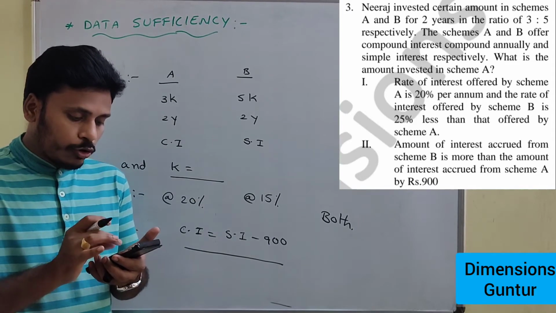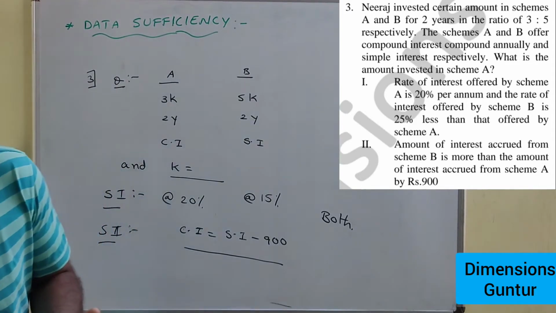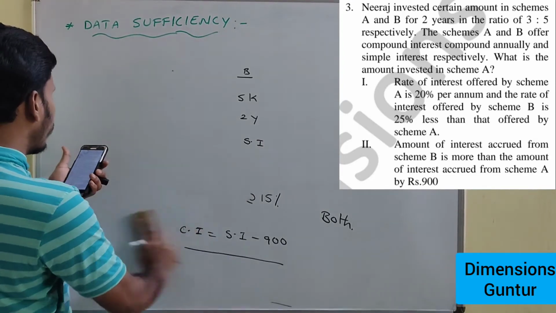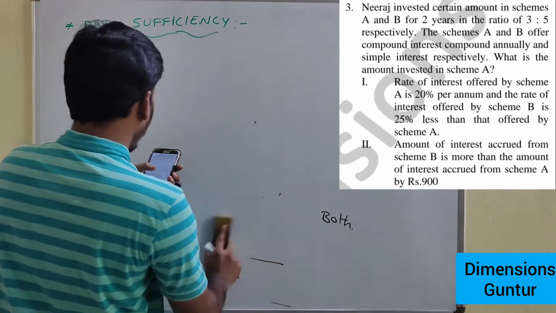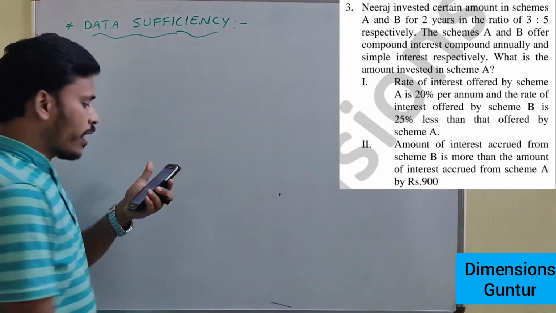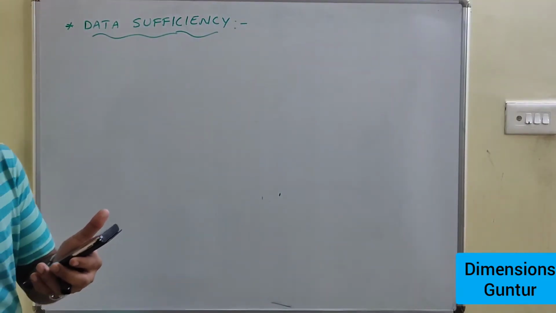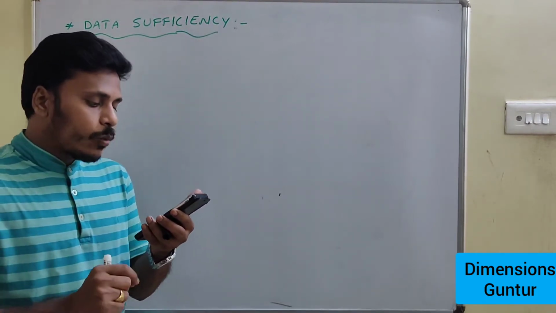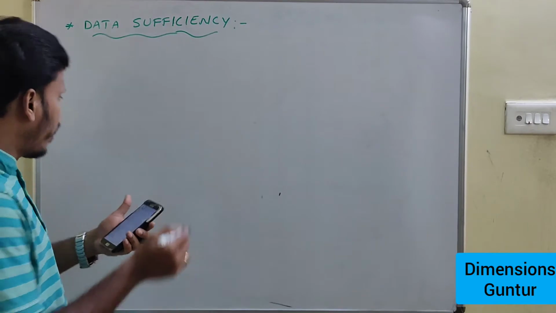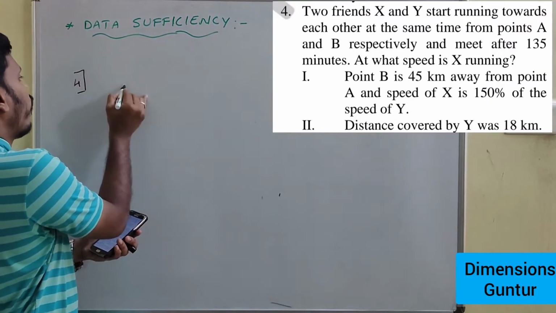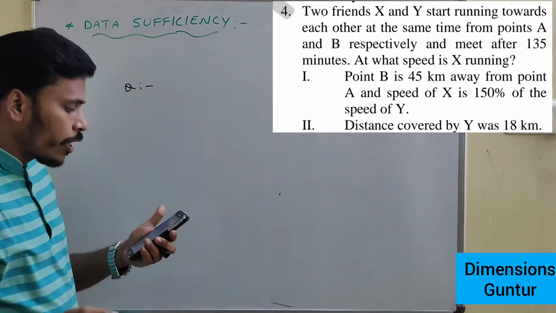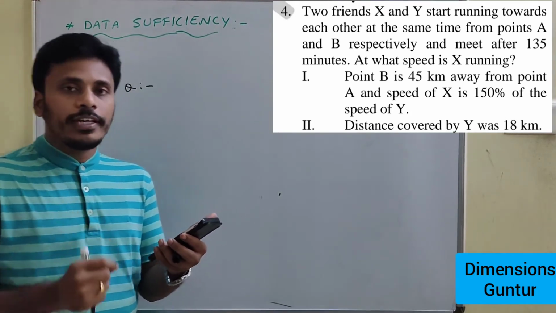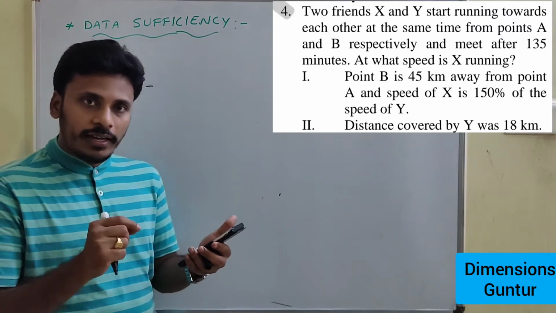Then you just think about the fourth one. Have a look at that. The fourth problem. See, it is given that two friends x and y start running towards each other at the same time from points A and B respectively and meet after 135 minutes. At what speed is x running? Okay, so fourth problem, and we are thinking about the question part. Two friends x and y start running towards each other. See, we don't know the speeds of x and y, and they ask us to find the speed of x.